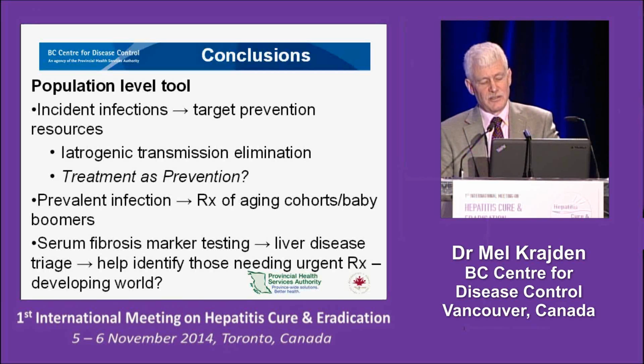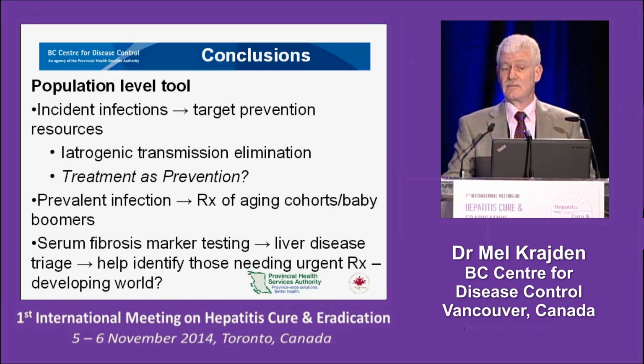And then ideally, you could also do serum fibrosis marker testing, so you could provide a liver disease triage to help identify those needing more urgent treatment. And this would be particularly helpful in the developing world, but it could work in our world as well.